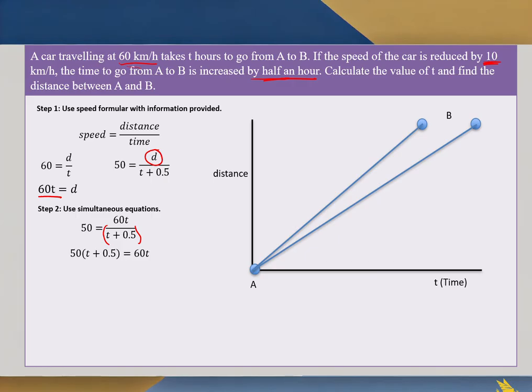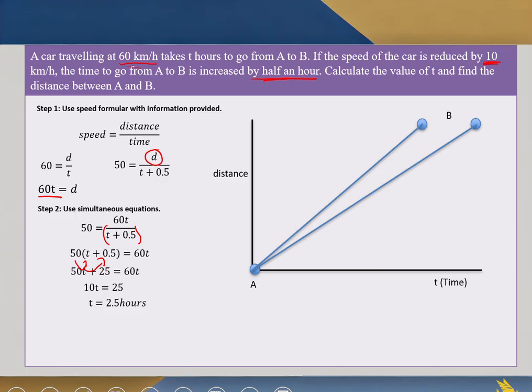And then the next step is I will expand. So this will turn into 50 times T is 50T, and 50 times 0.5 is 25. I can then get my T onto one side. So I will take away 50T, and that will give me 50T is equal to 25. I will then divide by 10, and that will give me T is equal to 2.5 hours.